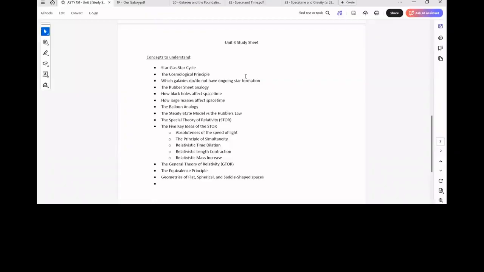The cosmological principle just describes the fact that expansion looks the same from all points in the universe. We can relate that to the balloon analogy that's described further down here. We can imagine the expansion of the universe as kind of being similar to the way that the skin of a balloon expands when you add air to it.